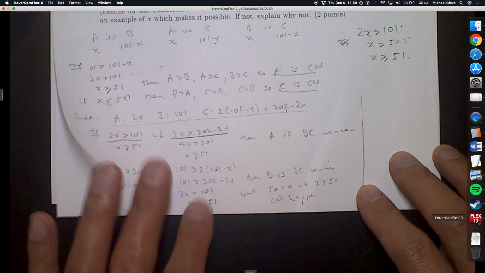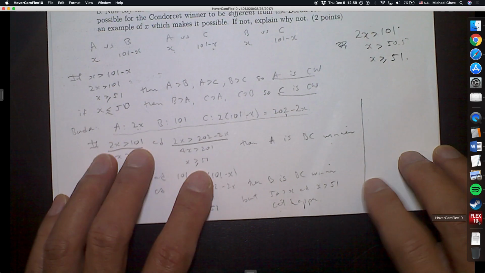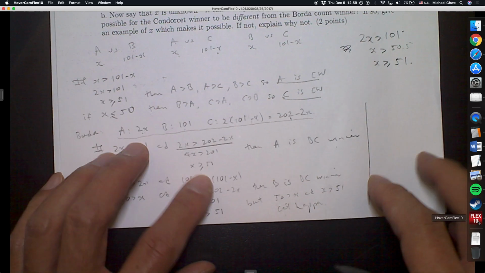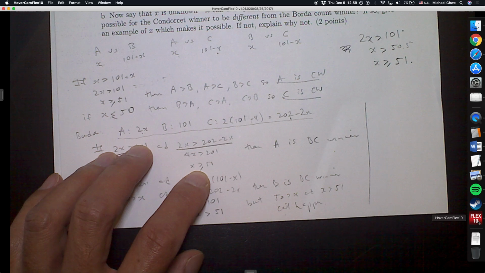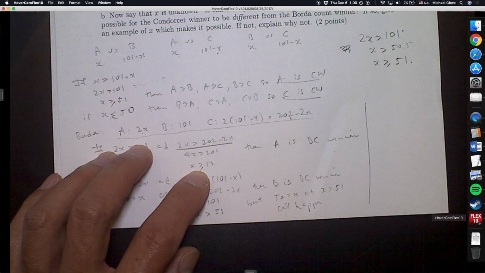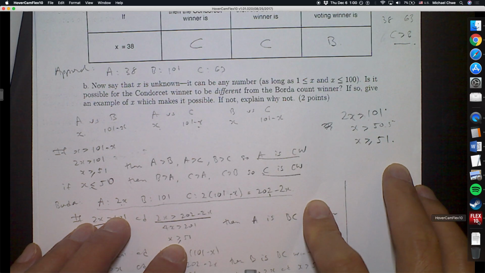Okay, but is there another way in words? Do you want me to do another word way, or do you want to just see this? Yes. And that's basically whichever group has the highest population, the Borda winner is the top of that group. Yeah, kind of. Exactly.